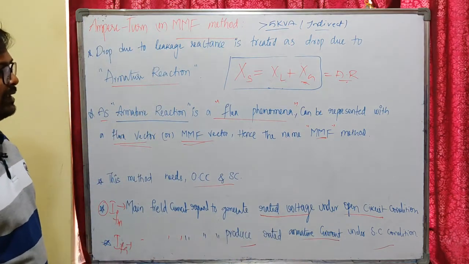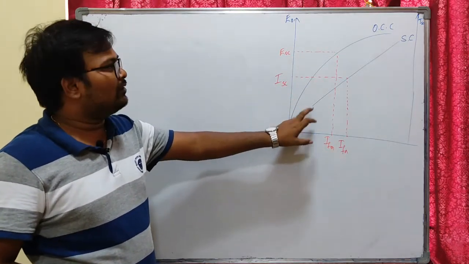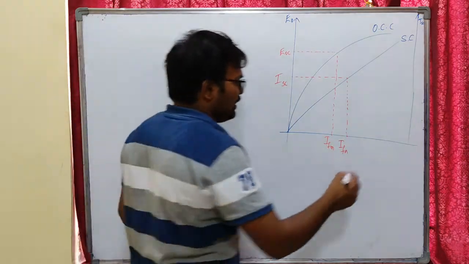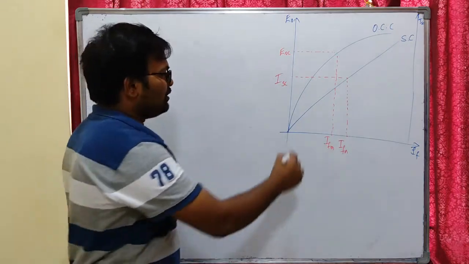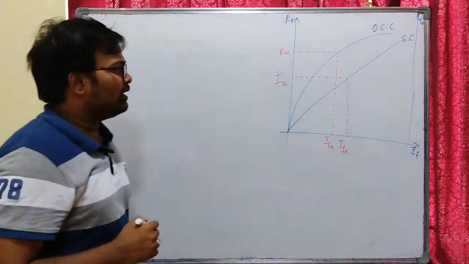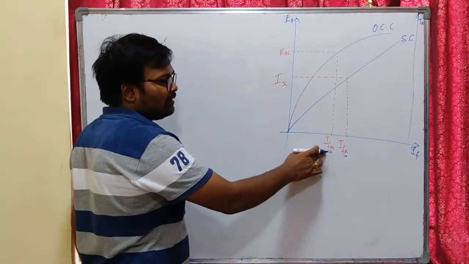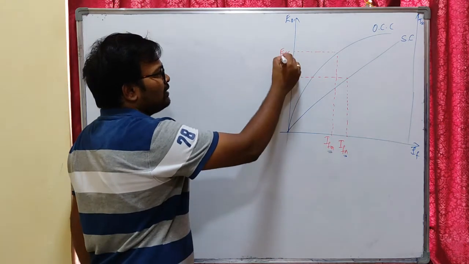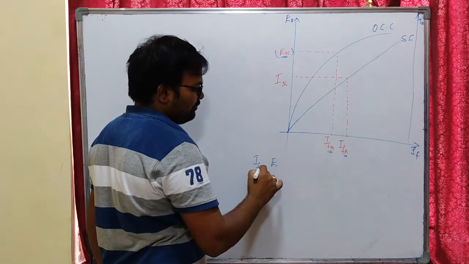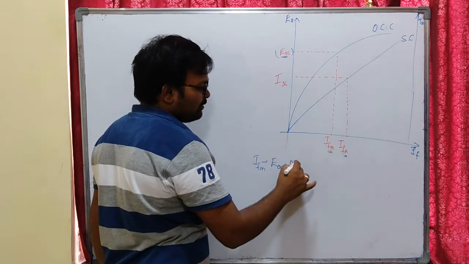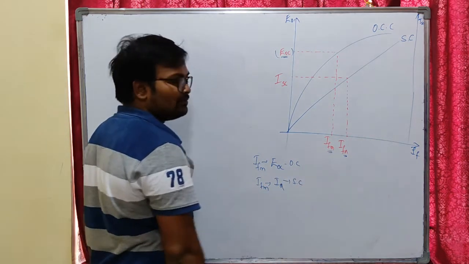So let us see the behavior of these OCC and SC curves. Here I have drawn the graph. The OCC is between E naught and the field current IF, and the short circuit characteristic is between ISC and IF. This is the OCC curve and this is the short circuit curve. Here we have two field currents. IFM is the main field current required to produce rated generated voltage under open circuit condition, and IFA is to generate rated armature current under short circuit condition. These two are important.